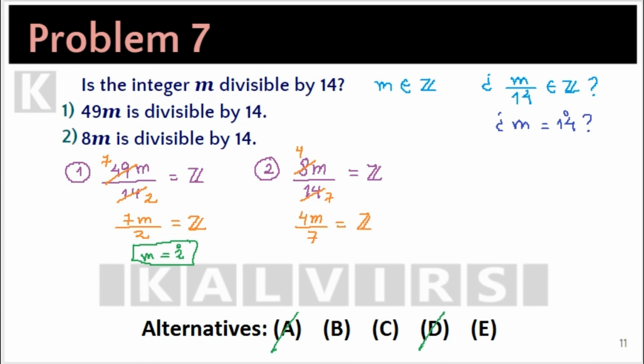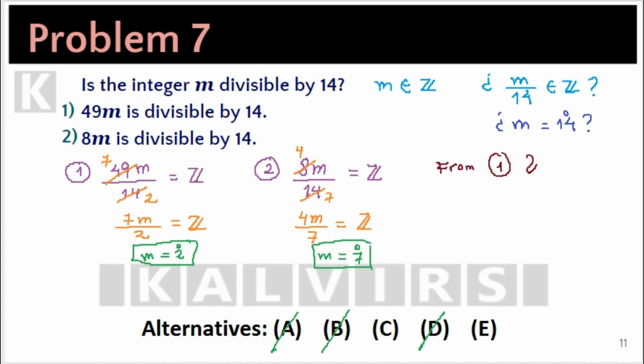Therefore, m must be divisible by 7. In other words, m must be a multiple of 7. However, not all multiples of 7 are multiples of 14. Therefore, statement 2 alone is not sufficient. Choice B is eliminated.